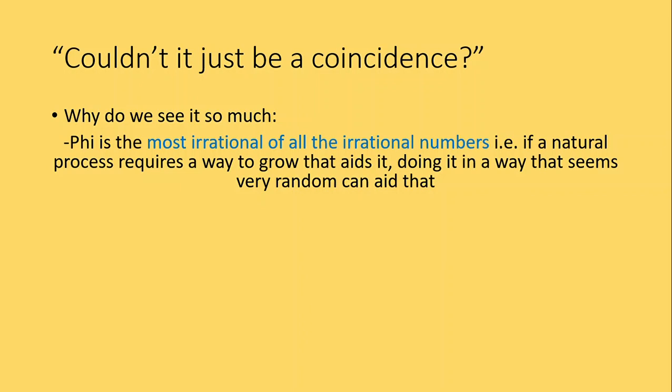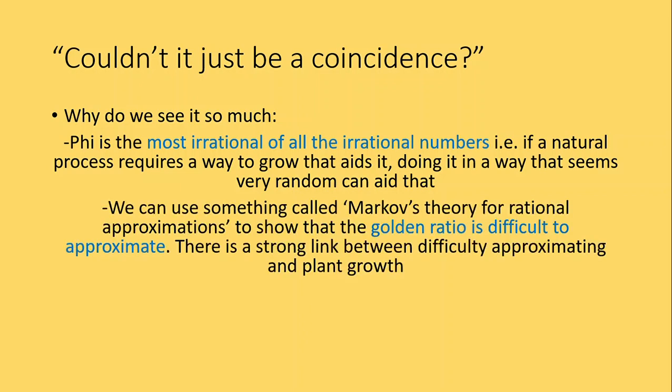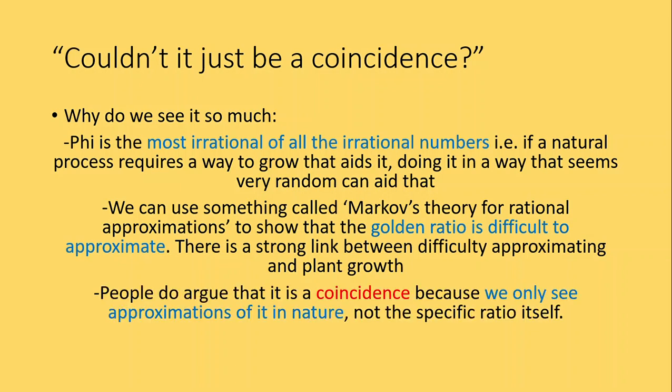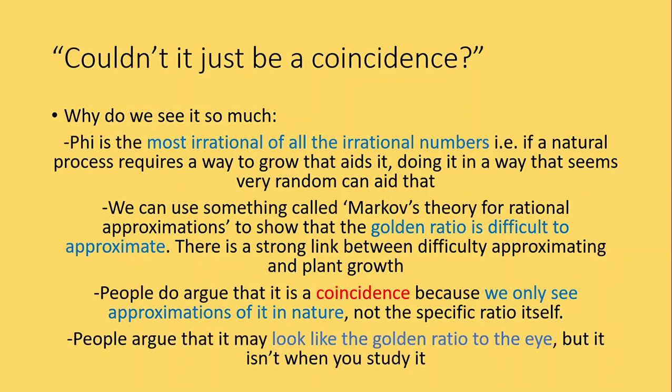And we could use something called Markov's theory for rational approximations, which I won't go into because it's far beyond the scope of key stage 3 and 4. But we could use it to show that the golden ratio is difficult to approximate. And it has been shown that there's a link between this and plant growth. But some people do suggest that it's just purely a coincidence, that it doesn't really have any link. And they would suggest this because we do only see approximations of it in nature. We don't ever see the specific ratio. And they also argue that whilst it may look like the golden ratio is there to the naked eye, when you actually study it, the ratio is not the golden ratio.